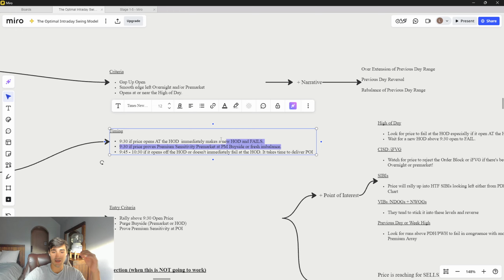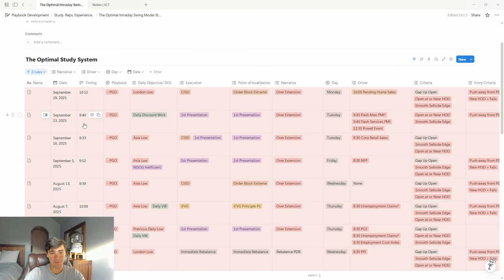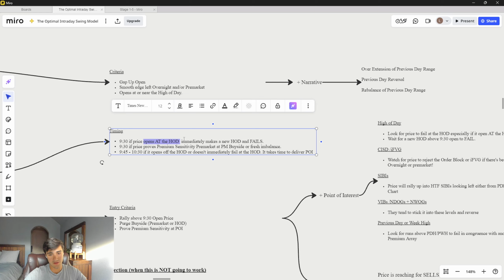So these are just examples of, okay, I've done the work of tagging the timing behind the move, when it made sense to me, when it was confirmed to me. Now, what made it confirmed in that moment for that move to happen right there at 9:30? It either opened at the high of day and immediately made a new high of day and failed, or it proved premium sensitivity at pre-market buy side or a fresh imbalance. If it does one of those two, I know it's coming at 9:30.